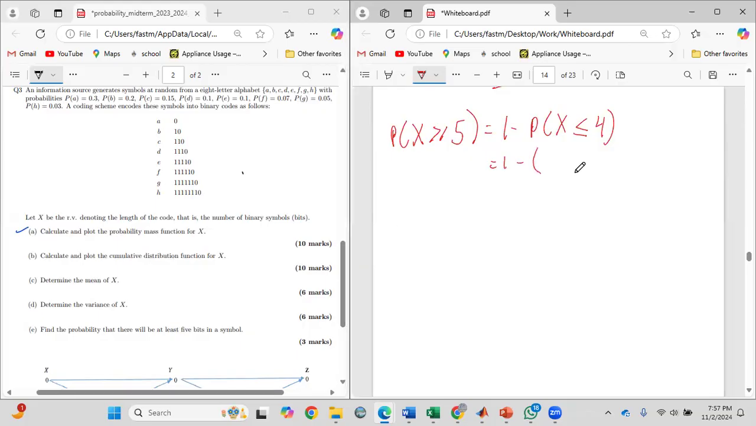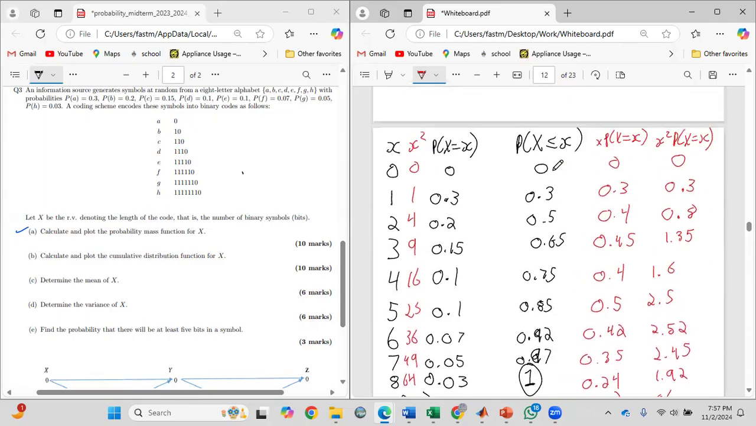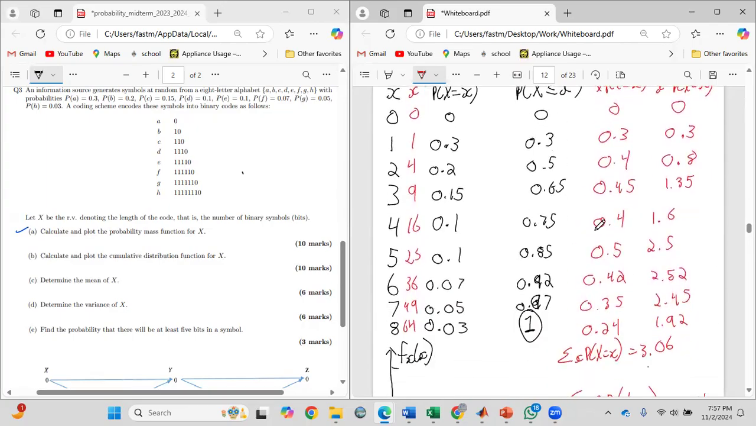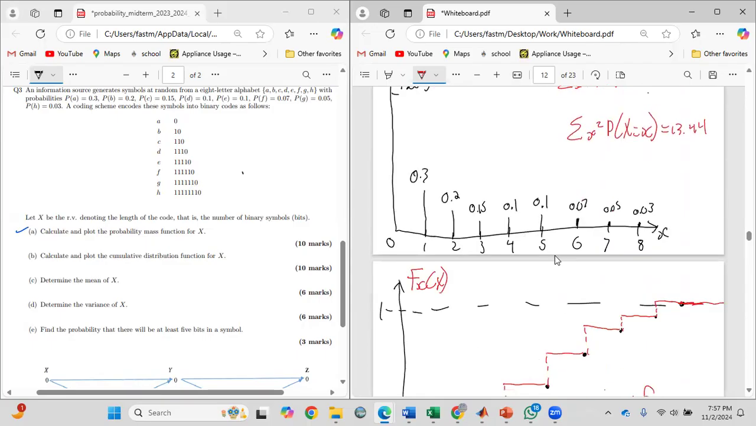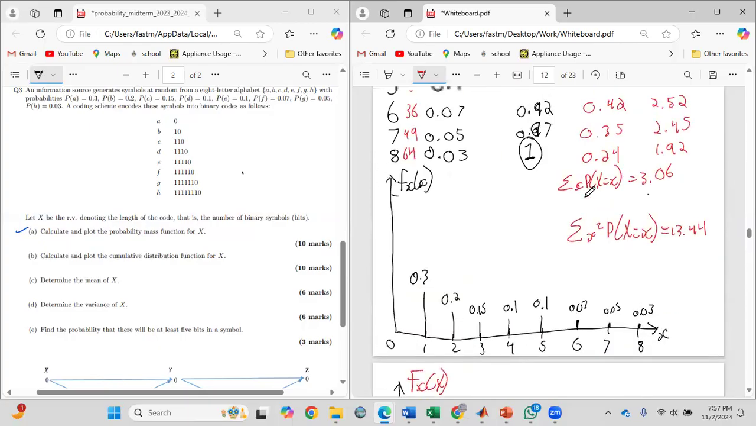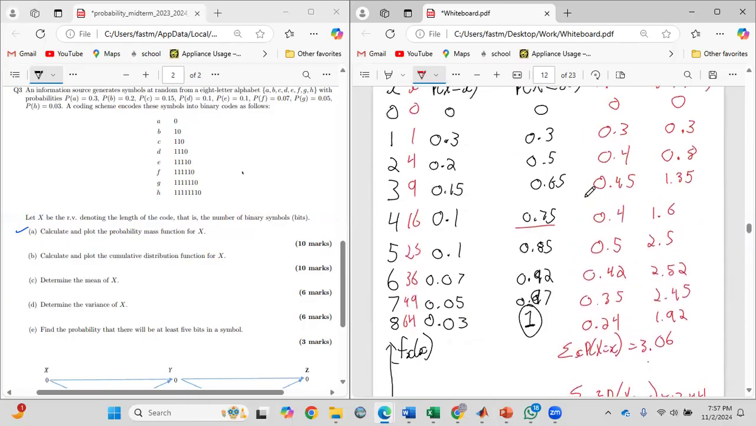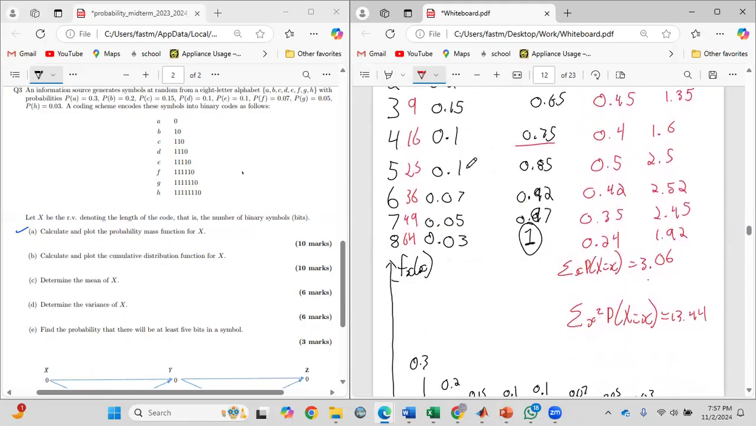We should be able to use the CDF to get this, because we have a table with everything. So less than or equal to 4 for the CDF is here, which is 0.75. And you just end up with 0.25 for the answer. And that's it. That is really all it is.